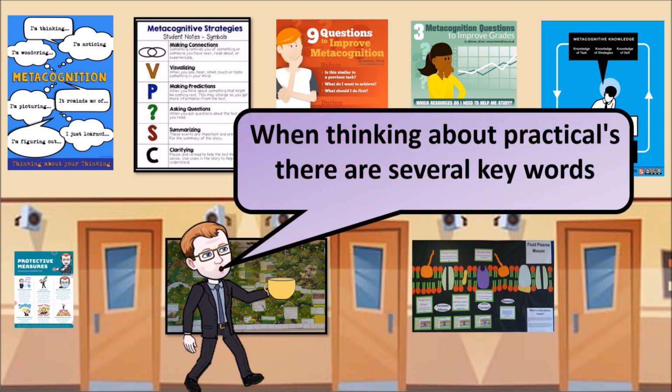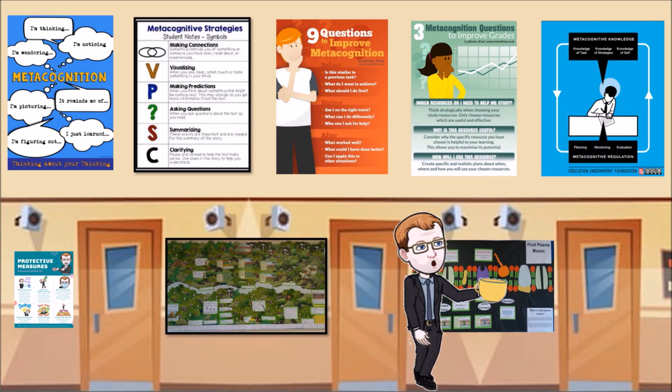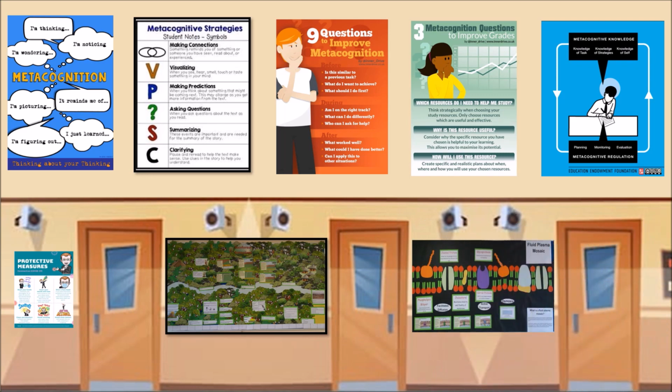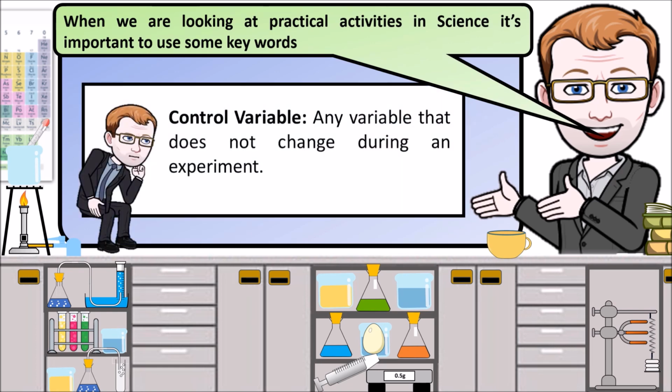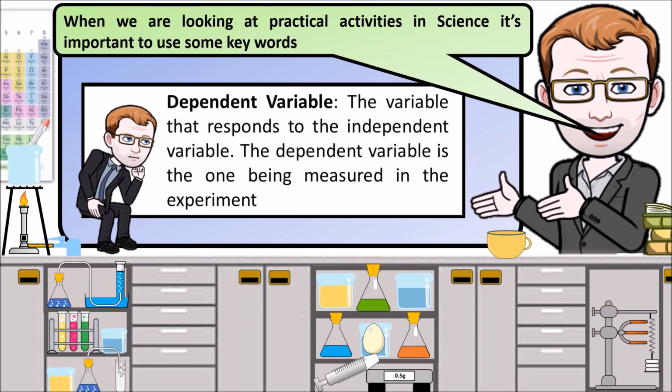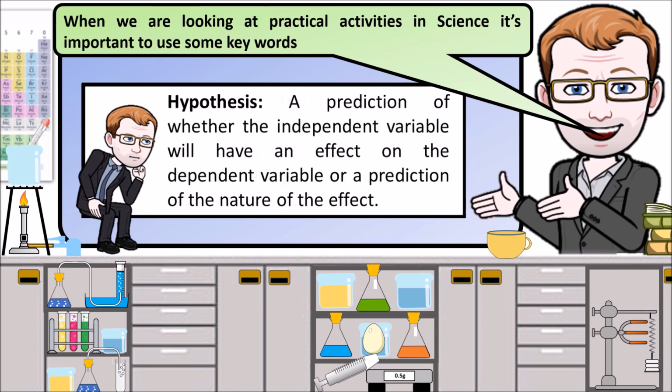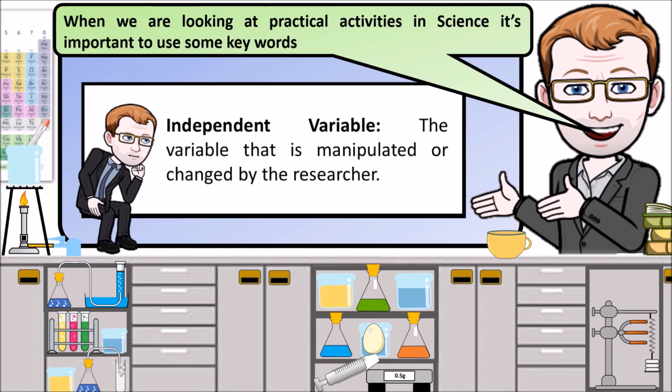So when thinking about practicals, there are several keywords that we need to remember. A control variable is any variable which does not change during the experiment. The dependent variable is the variable that we are going to measure and responds to the independent variable. A hypothesis is a prediction on whether the independent variable will have an effect on the dependent variable. An independent variable is a variable that we are changing.